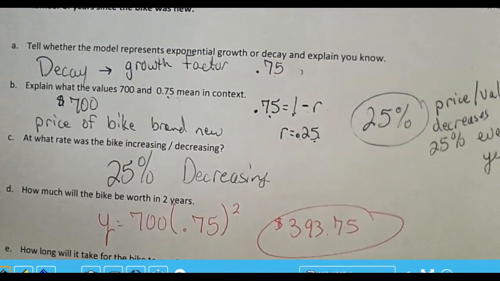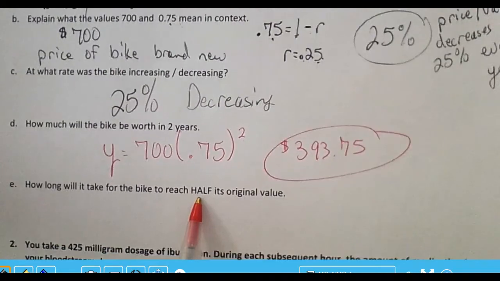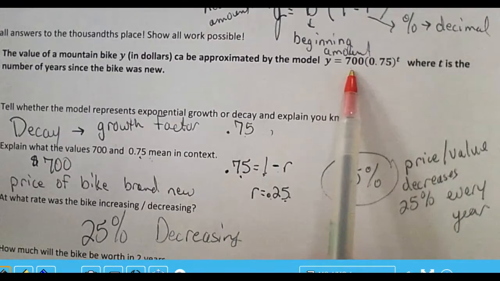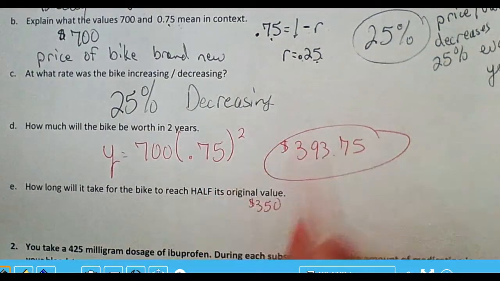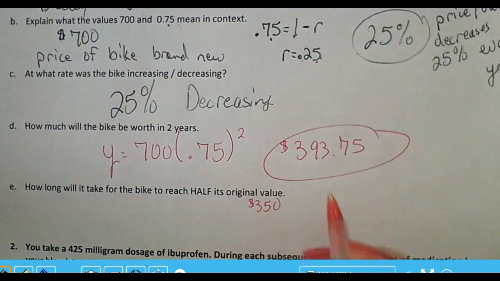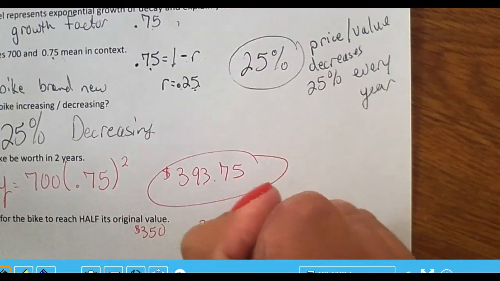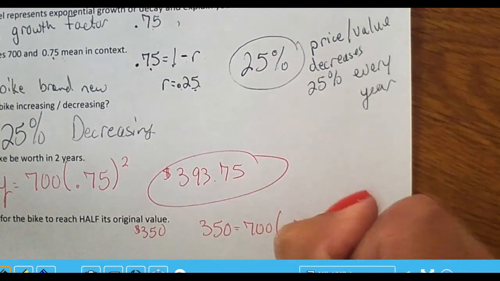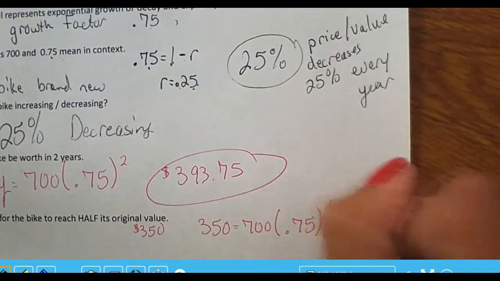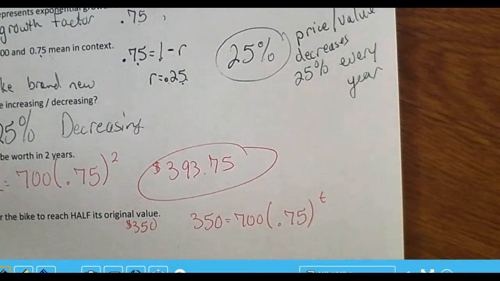And then how long will it take for the bike to reach half its original value? Well, if it starts with 700, then half is $350, and I'll be putting that into Y, which is my new amount, right up here. So I'm going to do 350 equals 700, keep that parentheses, and I'm going for T. Since you haven't been taught how to solve for an exponent yet, that'll be next chapter. You have to use your graphing calculator.